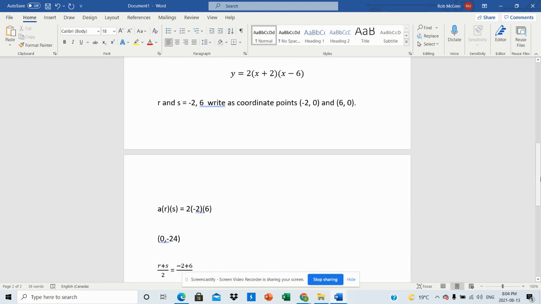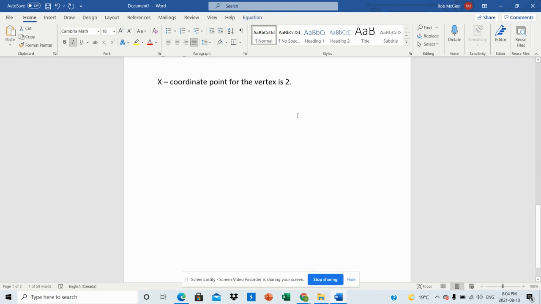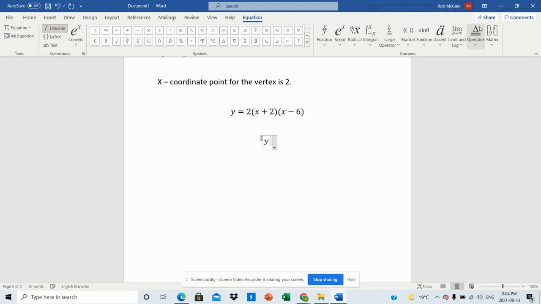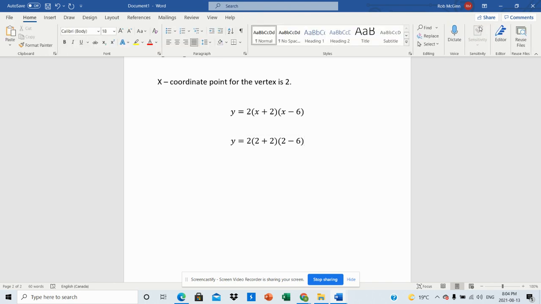Our original equation was y equals 2 times x plus 2, x minus 6. I'm just going to bring that down here. There it is. There's our original equation. We're going to sub in 2 for x and then solve for y. Y equals 2. Now instead of x, I'm going to have 2 plus 2. That's a lot of 2's. 2 minus 6. All right, and now we can just solve this using the distributive law.